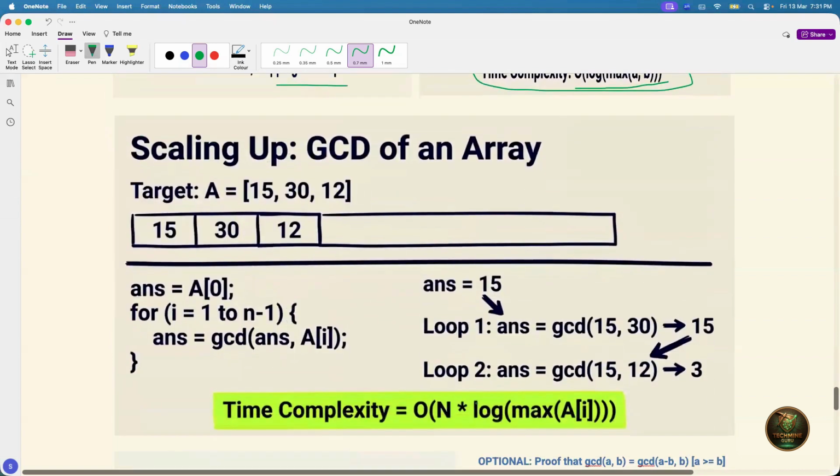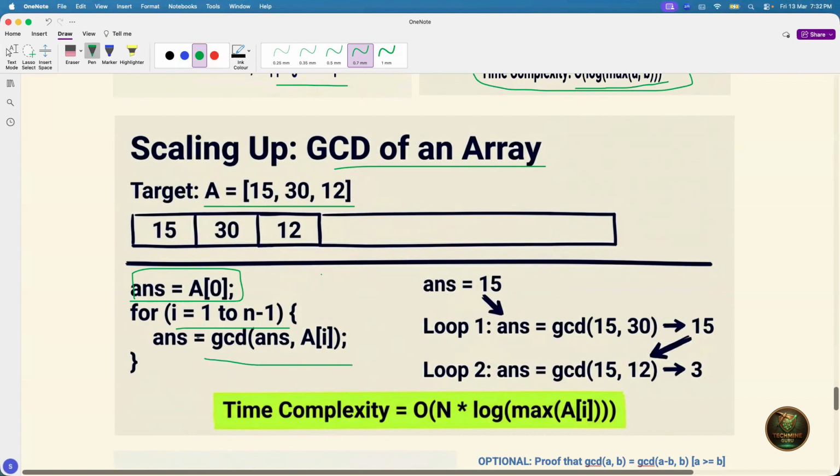So let's see how to find the GCD of an array. Suppose you have been given an array A: 15, 30, 12. You will simply run a loop from I is equal to 1 to n minus 1, and calculate the GCD using answer is equal to GCD of answer comma A of I. Since answer has been initialized with A of 0, GCD of A comma B comma C can be expressed as GCD of A comma B and whole GCD of C. Like that, we can calculate the GCD of a complete array.